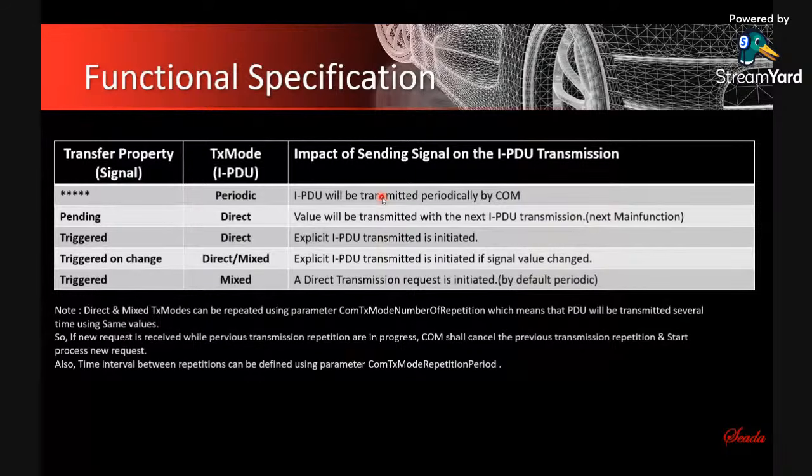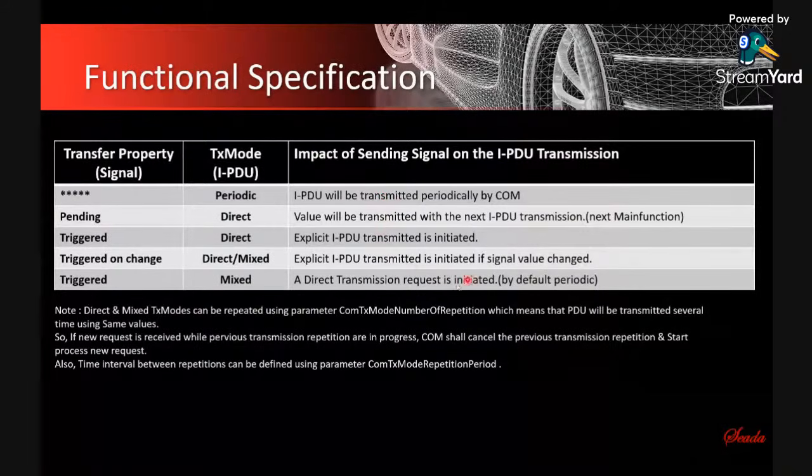So what happens if a new request is received while a transmit repetition is in progress? This is a corner case. The COM shall cancel the previous transmit repetition and start processing the new request. So the COM always cares about the newest data, and it discards the old data. And of course, when we configure the number of repetitions, we have to say what is the minimum time between these repetitions, and this is configured through the COM transmit mode repetition period.